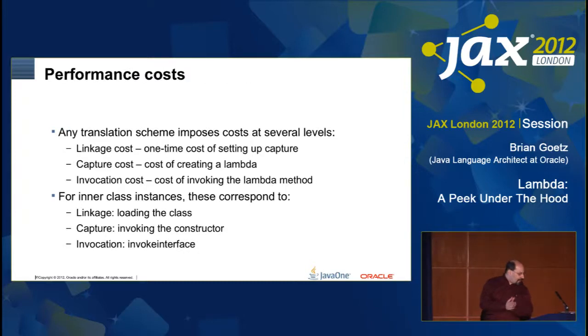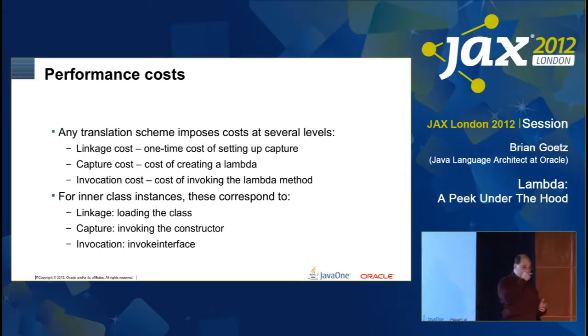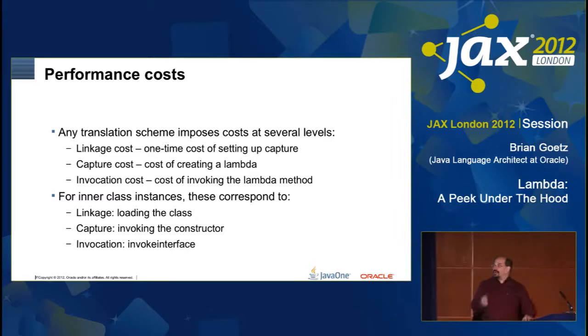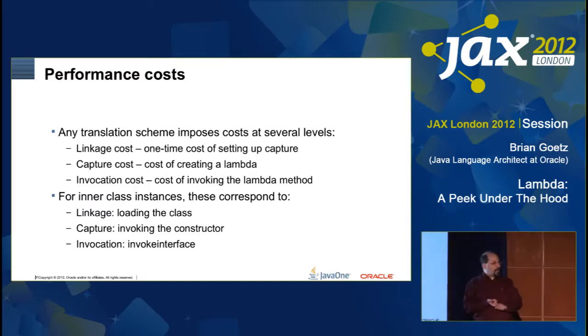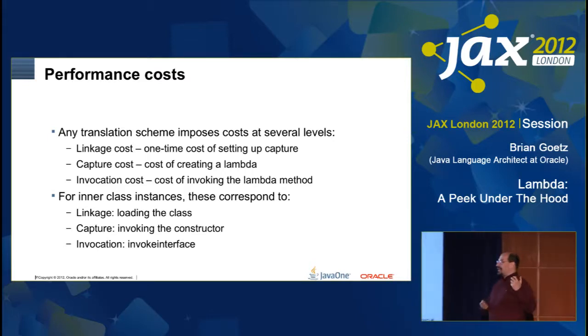Okay, so let's look at performance costs. There are really three layers of performance costs in this translation scheme. There's the one-time cost of linking the call site. There's the cost of capturing a lambda, and there's the cost of invoking the lambda. I have data for one of these, but imagine we had chosen the inner class strategy. The linkage cost would be loading the class. And don't forget that loading an inner class has some cost. You have to go to the file system, read bits off disk, and then load them as a class. That takes a lot of work, right?